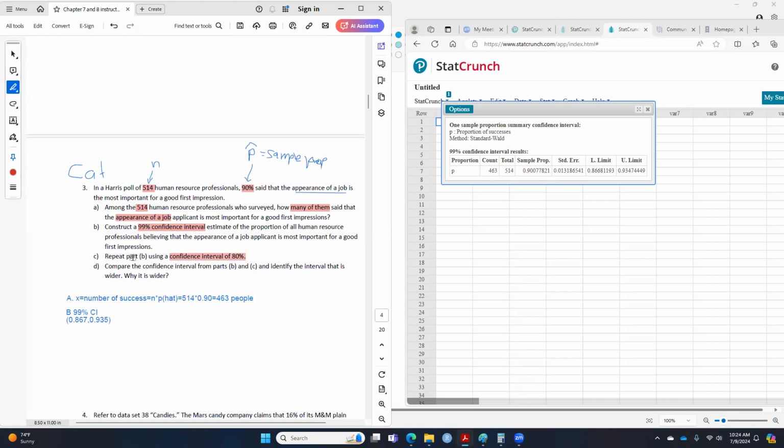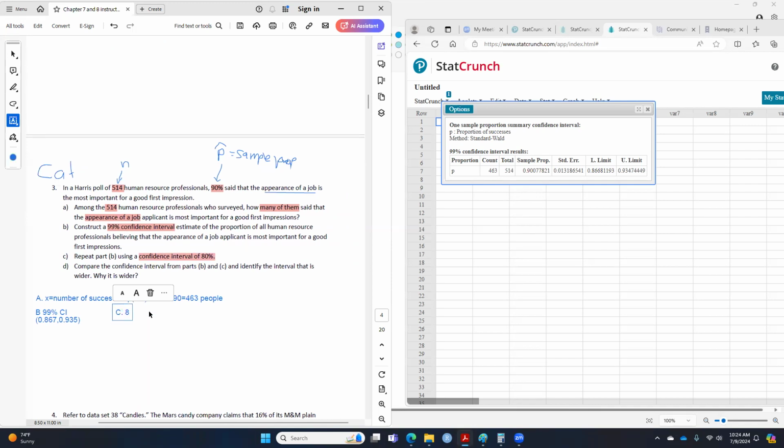Question C, repeat question B, but this time you're doing an 80% confidence interval. So for question C in this case, they're asking you to find the 80% confidence interval. Now you're still using the same statistics, the same numbers here. So if you are just changing from 99 to 80%, this is what you do in StatCrunch.